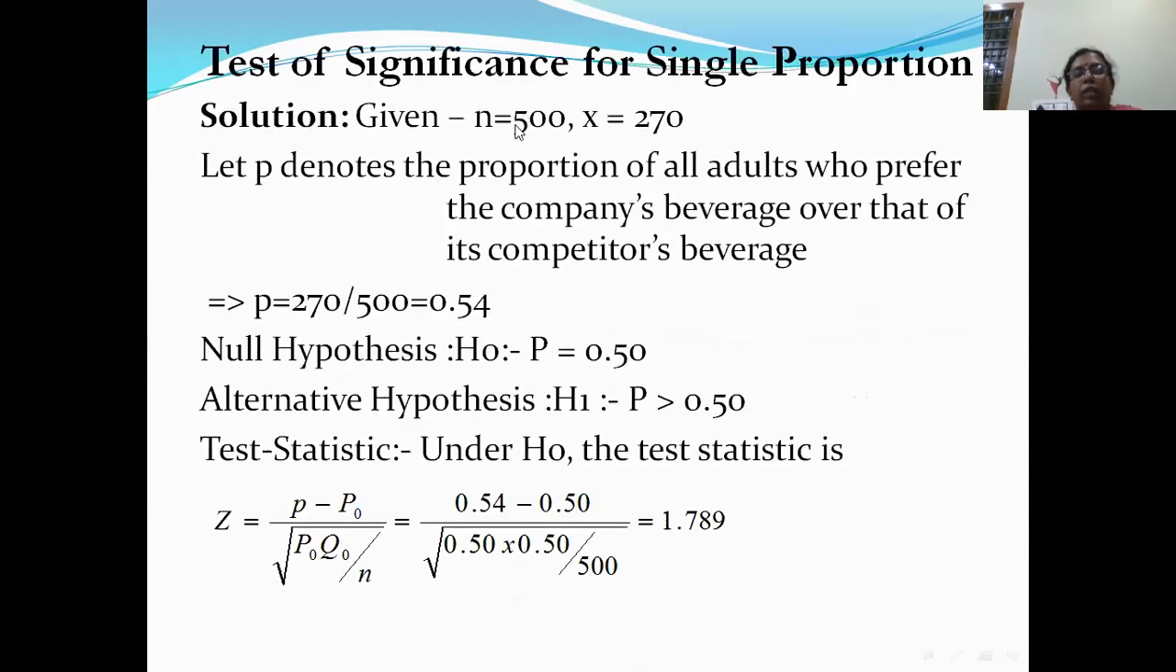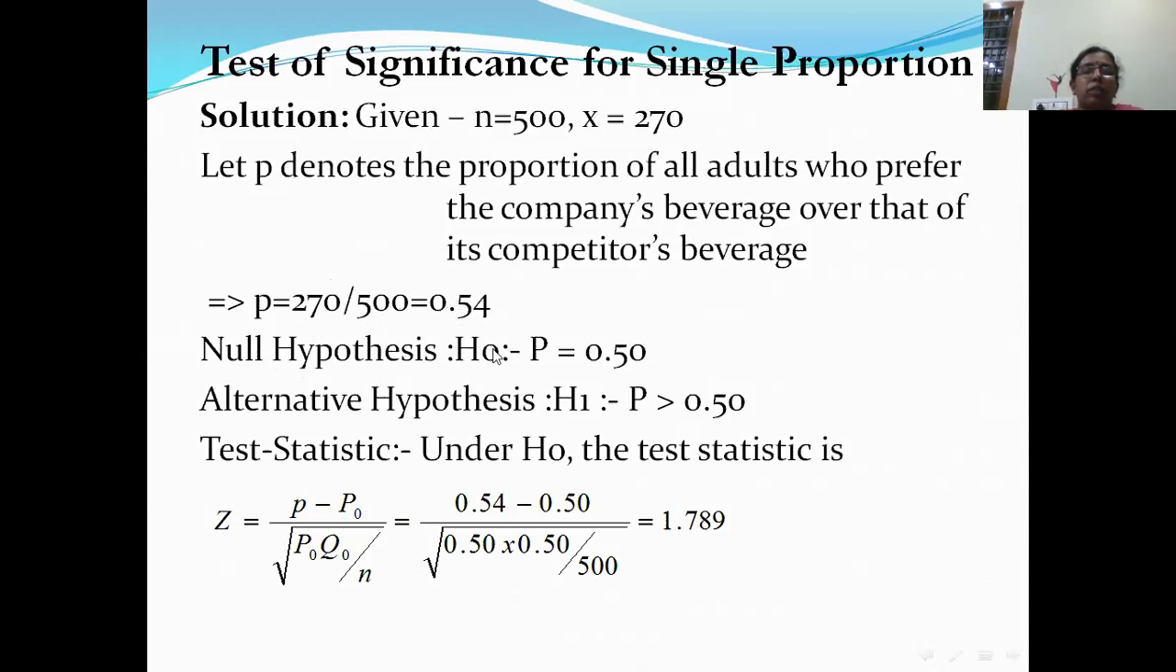So he has taken a sample of 500 and is claiming that 270 of them have preferred his cool drink. Here I take P to denote the proportion that all adults prefer the company's beverage over that of its competitor's beverage. So p is equal to x by n, the number of persons preferring the company's beverage divided by the sample size. So 270 by 500, this is 0.54.